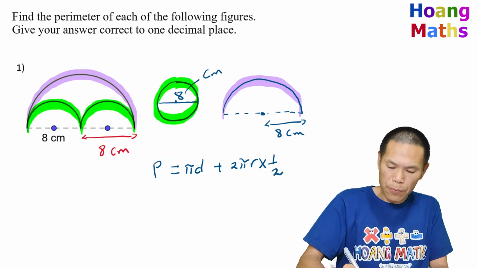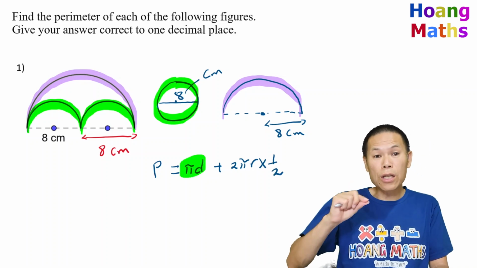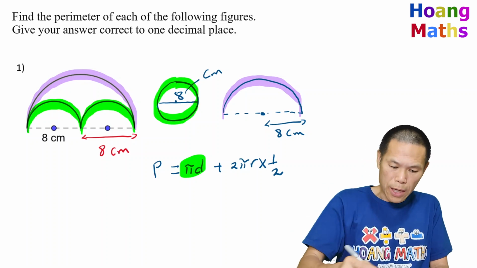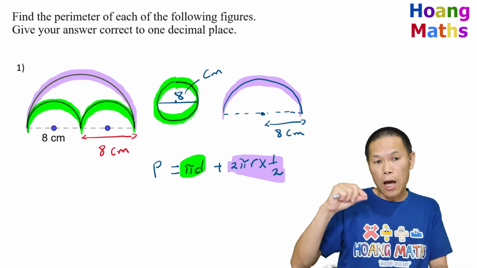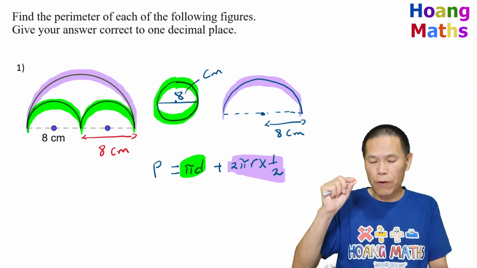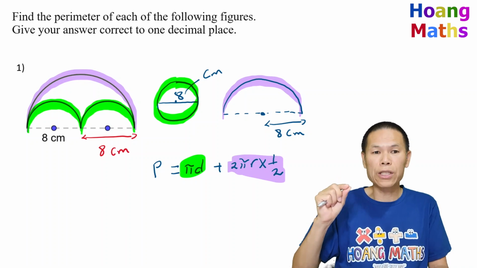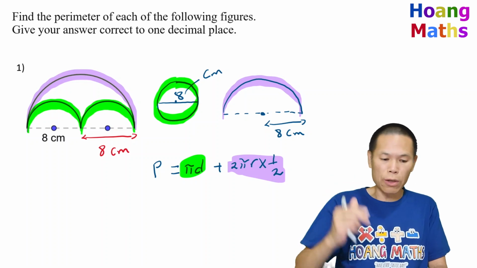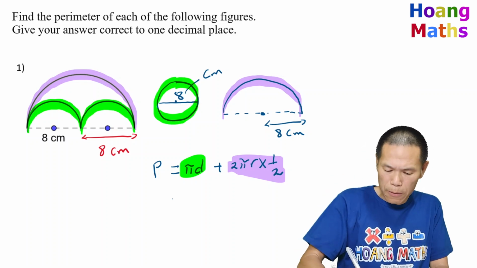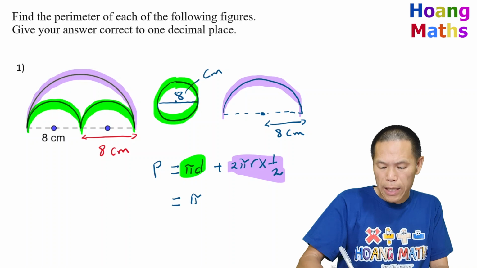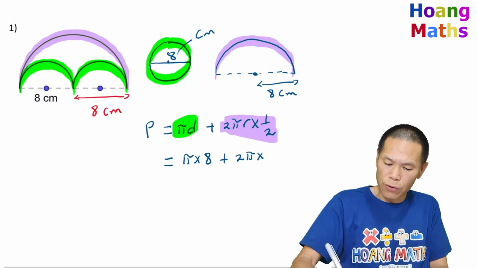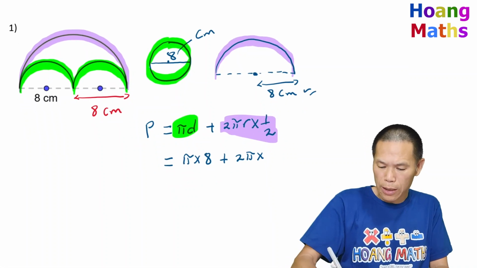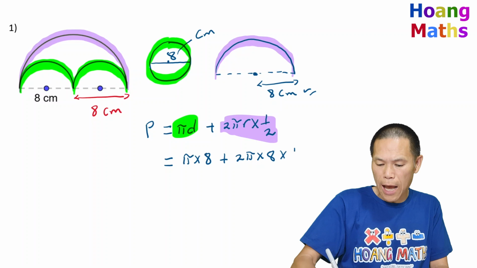So this one here is the circumference of the smaller circle. And this one here is the length of half of the circle, that is the half of the circumference of the larger circle. Now I just substitute the values in. So that will give me equal pi times 8 plus 2 pi times the radius. The radius for this is 8 centimeters. And then we just times a half.